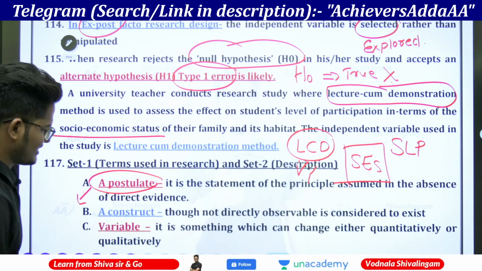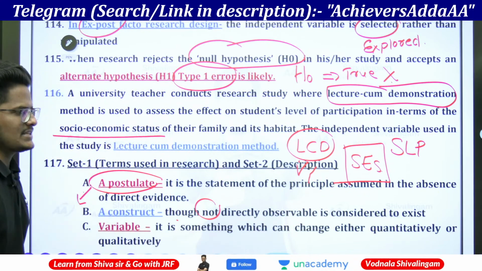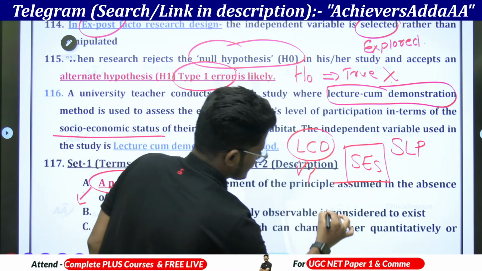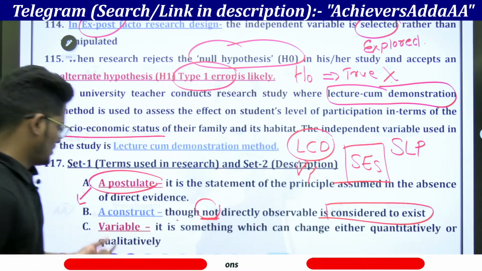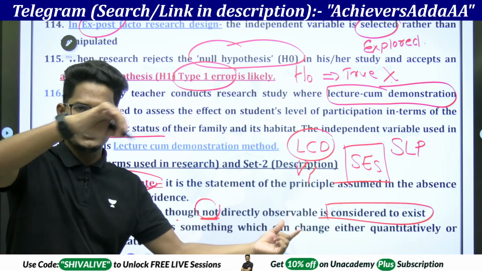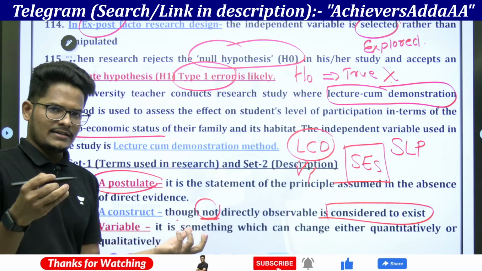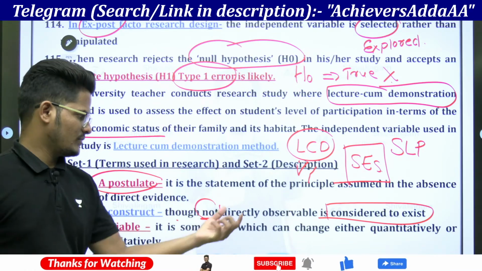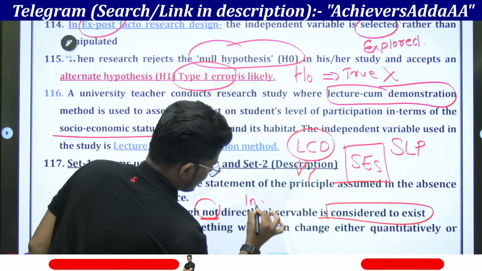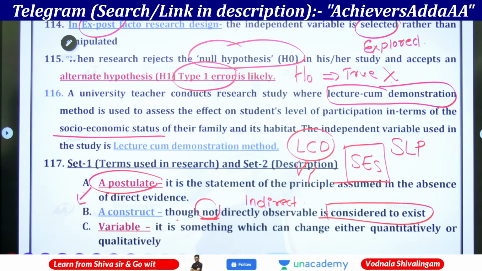A construct is a creation. Though it is not directly observable, it is considered to exist. So a construct is not directly observable; we need to create it. We need to construct that methodology or whatever. It actually exists, but we don't know about it. If you observe it in an indirect way, that may be present in your study, which is called a construct.